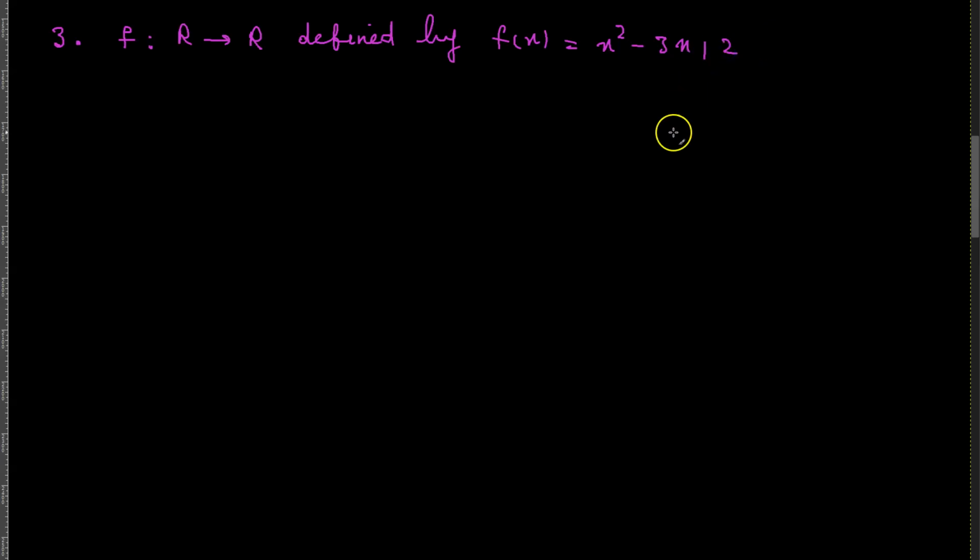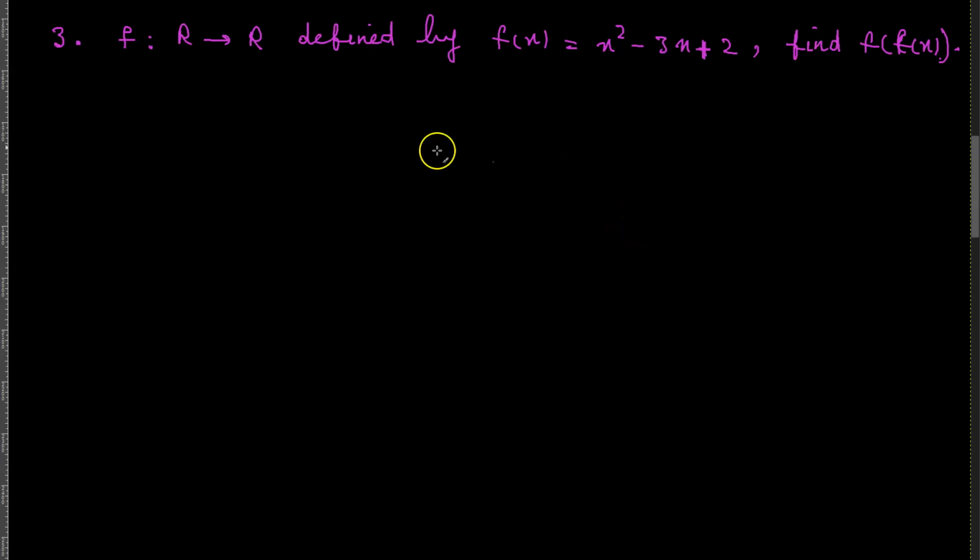Now let's see what we have with question number 3. Okay, so the next question that we have is question number 3, which is basically: if f is a function from R to R, defined by f of x is equal to x squared minus 3x plus 2, find f of f of x.